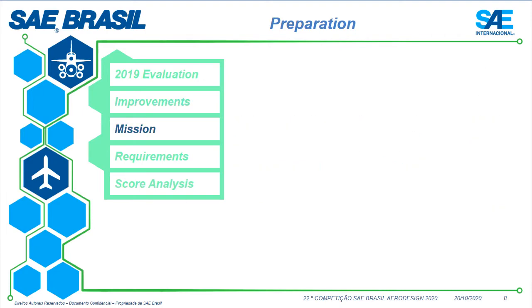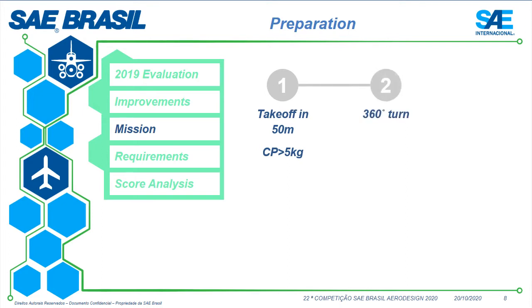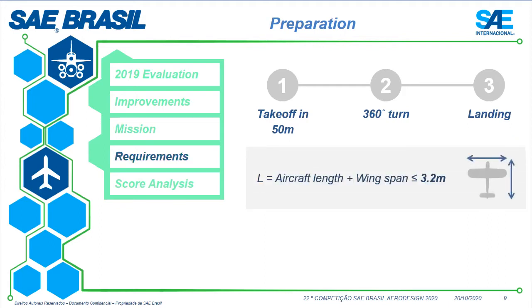The mission is to design a radio-controlled aircraft that takes off in 50 meters with a payload greater than 5 kilograms, makes a 360-degree turn, and lands without structural damage. The aircraft length plus wingspan must be less or equal to 3.2 meters, and needs to comply with requirements regarding the propulsion system and electrical components.